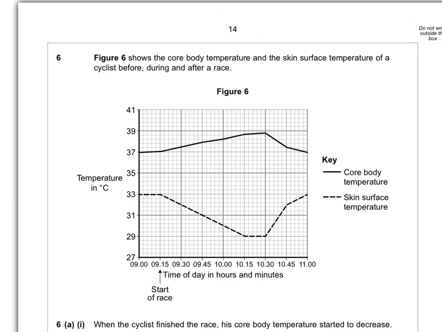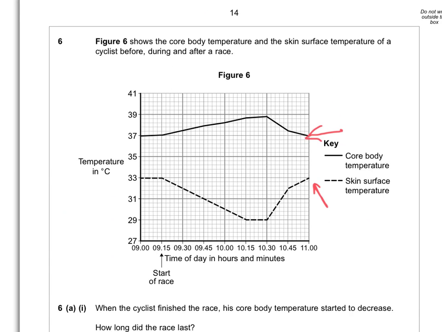Right, question number 6. Figure 6 shows the core body temperature and the skin surface temperature of a cyclist before, during and after a race. Now this line here is the core body temperature. That just means inside the body. If you could take a temperature inside your body, perhaps you put a thermometer in your mouth, for example, to get the core temperature. And the bottom one here shows the skin surface temperature during the course of the race.